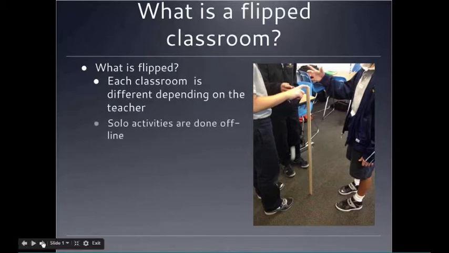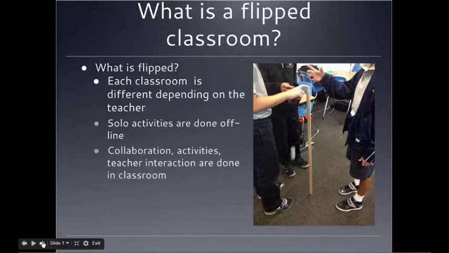But as a general definition, how we're going to talk about flipped is that solo activities are done offline or with the children by themselves. So things that they could do alone, they do alone. For instance, things like reading or watching a video or anything that they can do by themselves that they don't need another individual to do, they do offline. But the things they do in the classroom is all that collaboration activity, the activities that you have, things where they need the teacher right there sitting next to them to help them out.